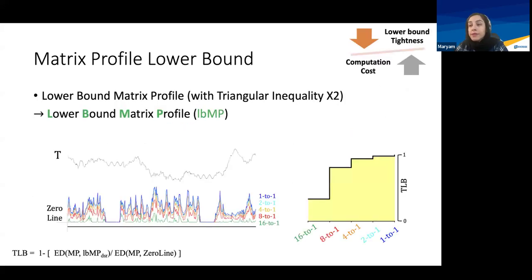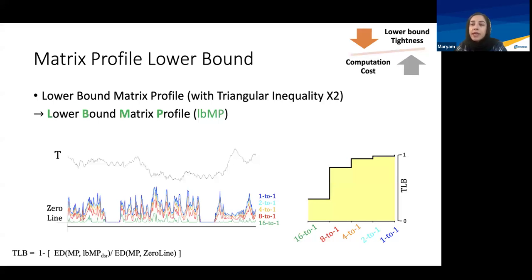An essential feature of MOMP is its ability to balance the tightness of the lower bound with computational cost. Tighter bounds allow for more precise pruning, but require more computations, while looser bounds are faster to compute but less effective in pruning. This trade-off is controlled by the downsampling rate.